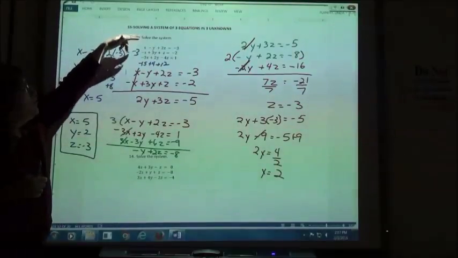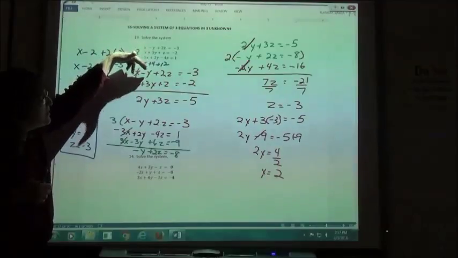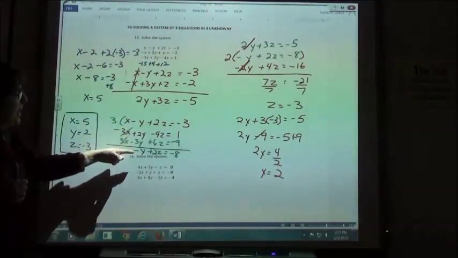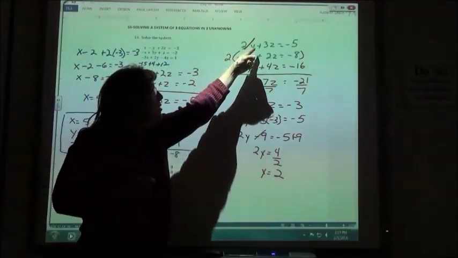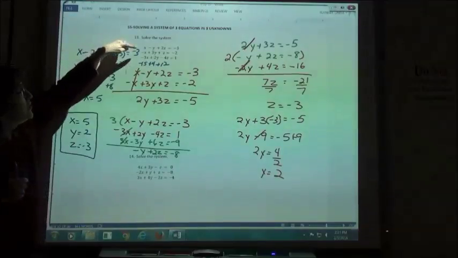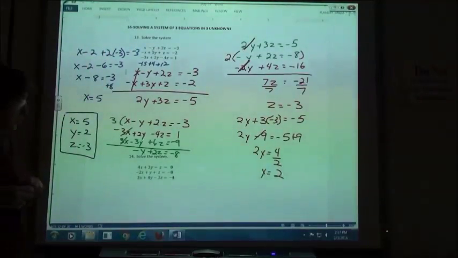So use 2 of your equations together and then use 2 other equations together. One of them obviously you have to repeat on. Eliminate the same variable. Then you have 2 equations with 2 variables that you can solve. Then go back to your original equations, find your missing variable, and then check your answer.